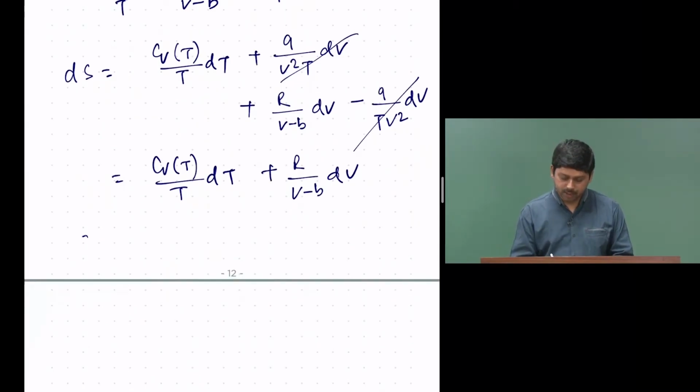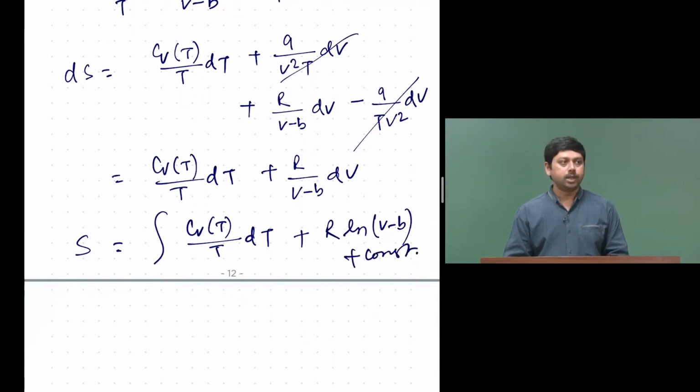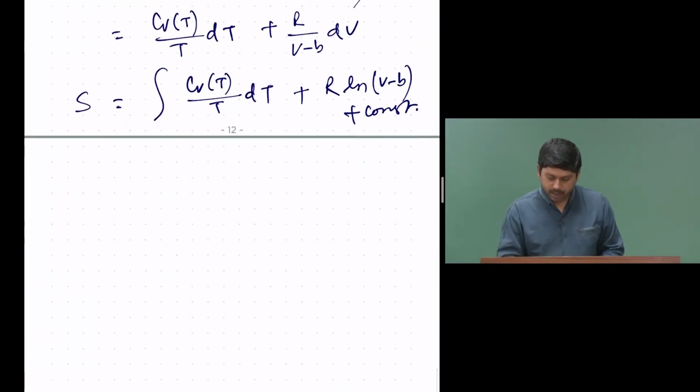Now, integrate both sides, you will get s equal to, you cannot do the integration because we do not know the form for Cv, and here we can get R ln v minus b plus constant. So, that will be the expression of entropy. Okay. So, that finishes this problem.